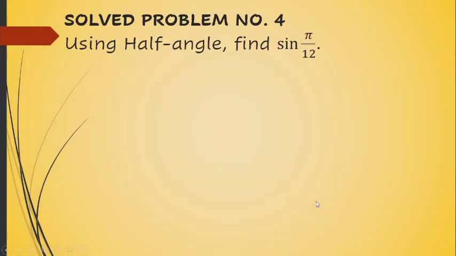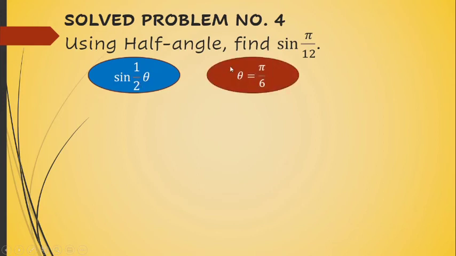Next. Solve problem number 4. Using half angle, find sine pi over 12. So, this is your half angle of sine, and this is your theta. Bakit po naging pi over 6? Half angle po, hindi ba? So, ito ang solution nyo. Kahit i-check nyo.